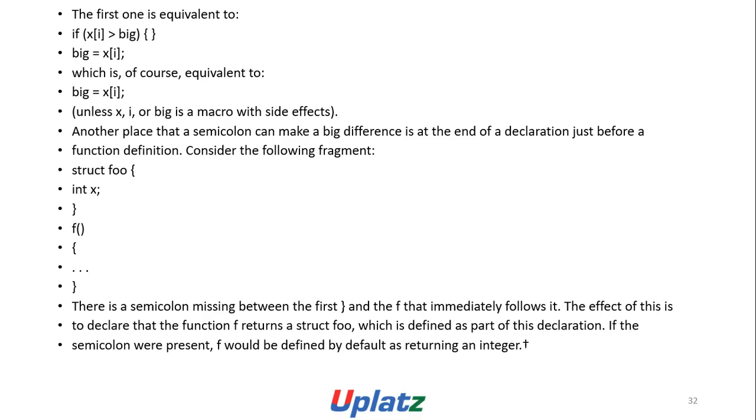function definition. Consider the following fragment: struct foo { int x; } f() { }. There is a semicolon missing between the first closing brace and the f that immediately follows it. The effect of this is to declare that the function f returns a struct foo, which is defined as a part of this declaration. If the semicolon occurs, f would be defined by default as returning an integer.